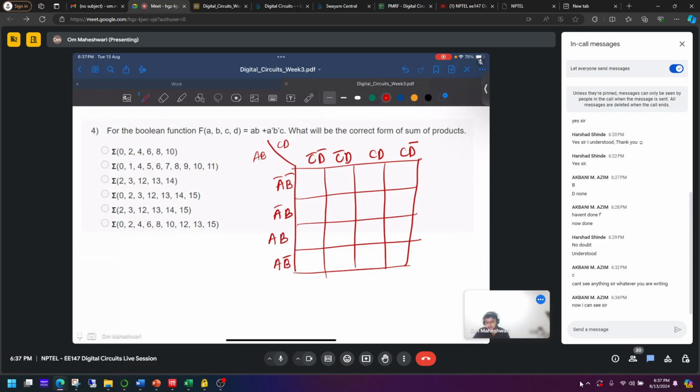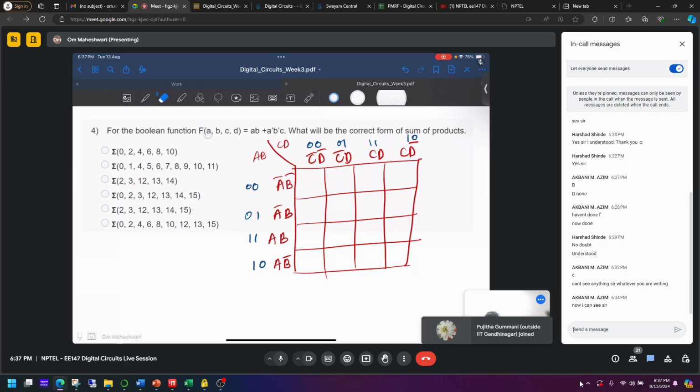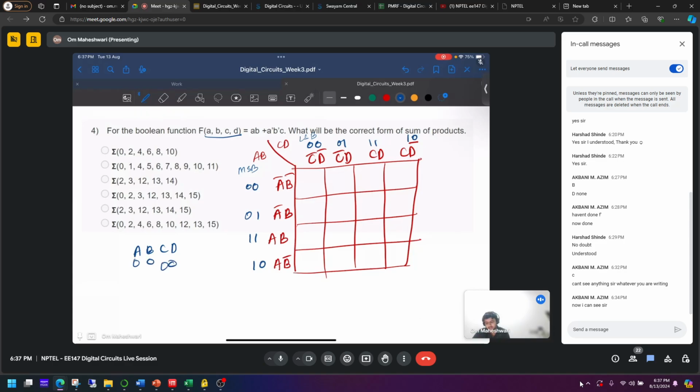So we know this is 0, 0, 0, 1, 1, 1, 1, 0. This is also 0, 0, 0, 1, 1, 1, 1, 0. Now, since it is A, B, C, D, I'll assume this is my MSB and this is my LSB. So the numbering should be something like A, B, C, D, 0, 0, 0, 0, right? This column is 0, 0, 0, 0, so it is 0.